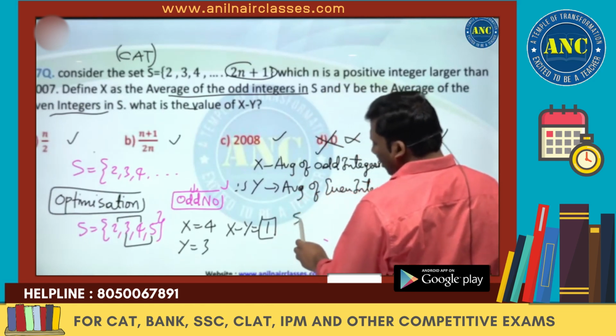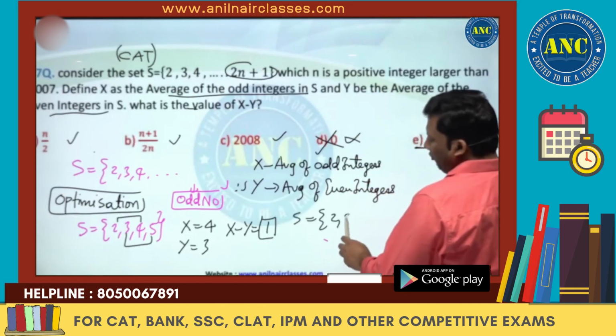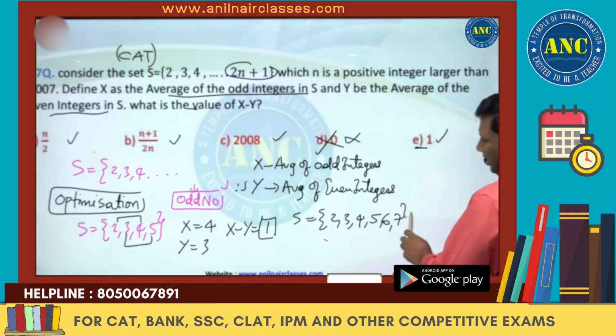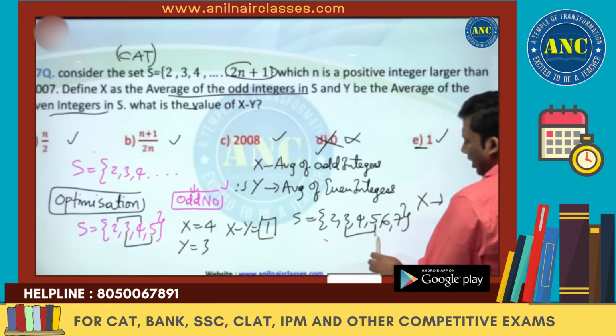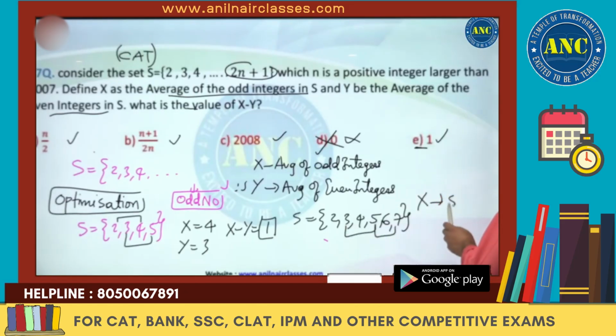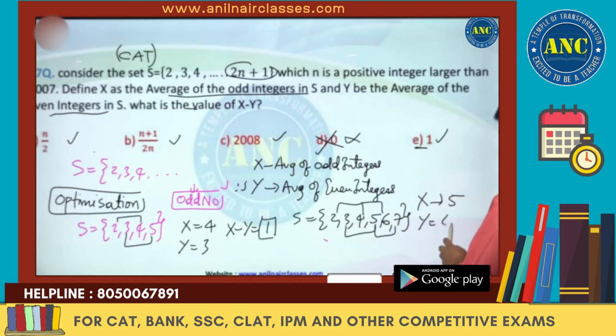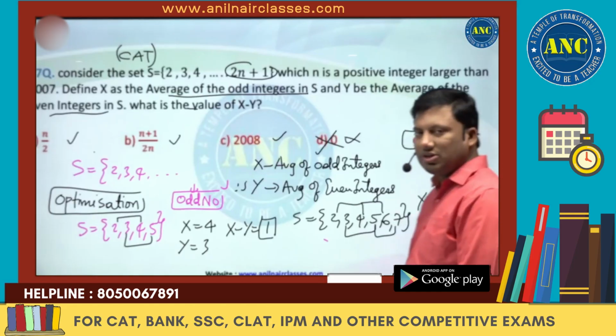Let me take one more value. 2, 3, 4, 5, 6, 7. X is the average of odd integers. 8 plus 7, 15. 15 by 3, 5. Y is the average of the even integers. So 12. 12 by 3, 4. 5 minus 4 is also 1.